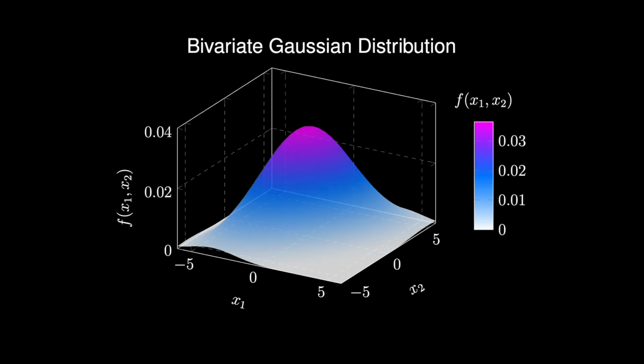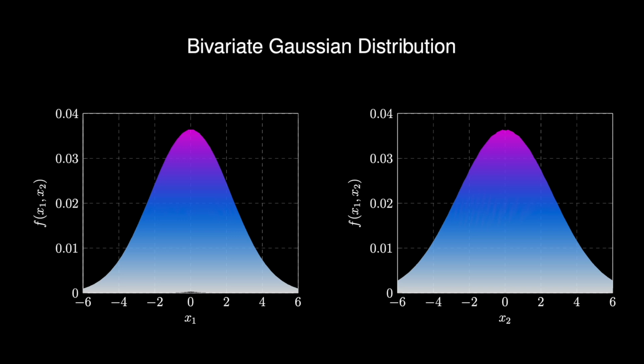Here's a 3D surface of this bivariate Gaussian. It peaks at the origin and smoothly decays in all directions, like a hill but tilted because of correlation between x1 and x2. Projecting onto each axis individually gives us marginal distributions. Both x1 and x2 follow 1D Gaussian curves, centered at 0 but with different spreads reflecting their different variances.